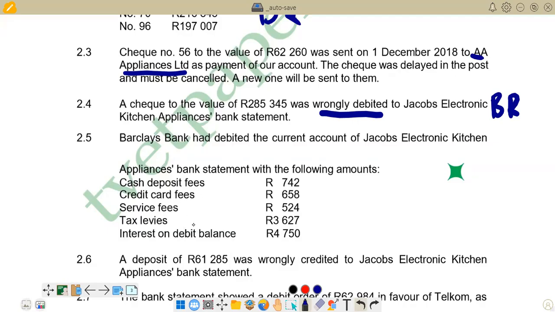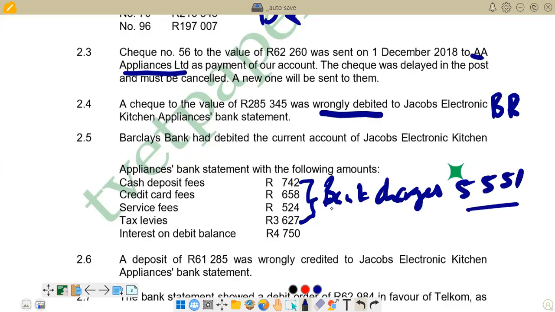If you look at the description of these items, from here to here, they all represent bank charges. So we are going to add them: 742, 742, we add 658, we add 524, we add 2,627. The total that you are supposed to get is 5,551. So this is the figure that we have for bank charges, and we are left with 4,750, which is interest on debit balance.